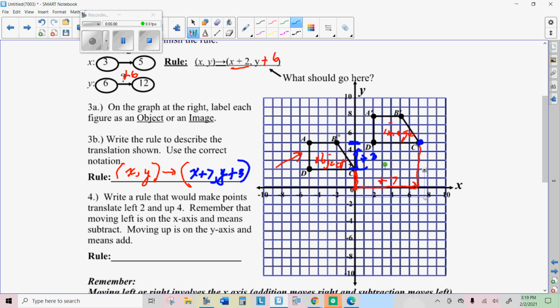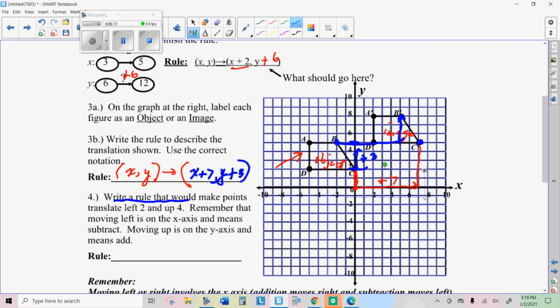You might want to check that just to make sure it works for the other one. Let's say I start at this letter B and go over 7. That'll put me right here. That line is 7 units long. And then plus 3 puts me to my image of B. All right. So go ahead and try this one.